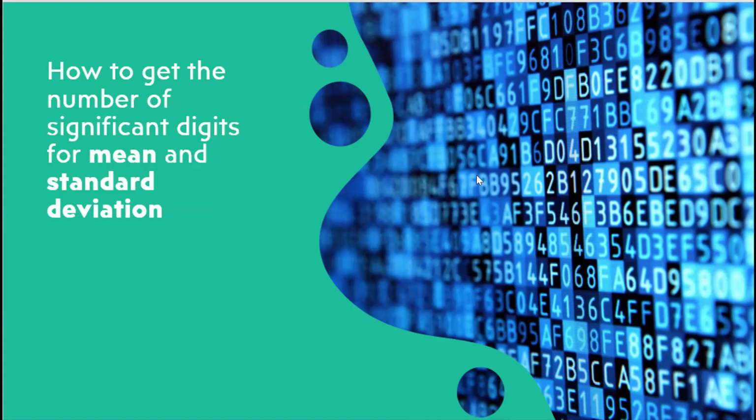Today I will be talking about how to get the number of significant digits for mean and standard deviation. Let's understand this concept by first looking at the mock shell of the tables in one of the studies.